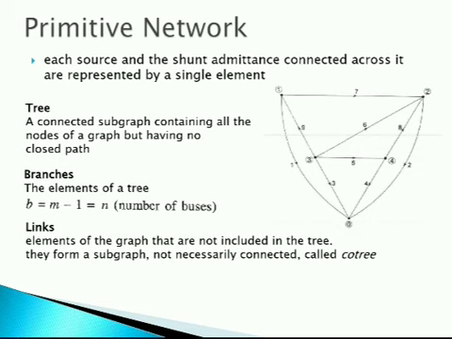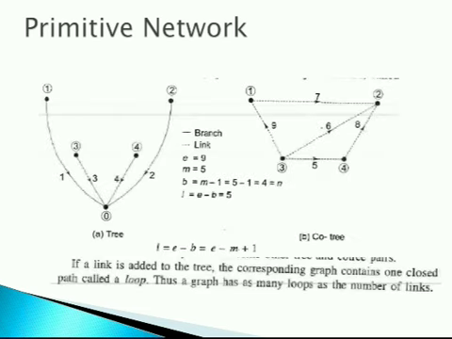Links are another subgraph, the other part of the graph, which contains all those elements that are left. So from a graph you take out the tree, and what you will be left with are the links. Just go through this graph and I will show you the links and the tree. On the left-hand side you see a tree, and on the right-hand side you find a co-tree.